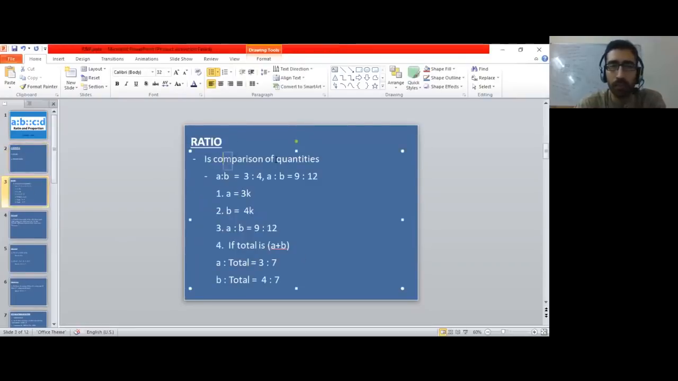Ratio is definitely a comparison of quantities. So if A is to B is 3 is to 4, I can also change it and say this is 9 is to 12, yes. If A is to B is 3 is to 4, can I not multiply both by 3 to get 9 and 12?